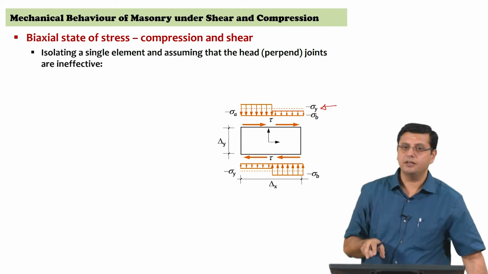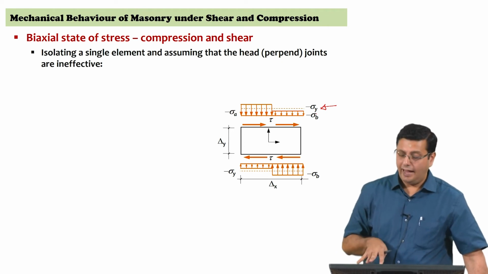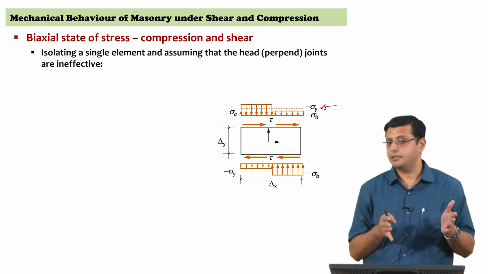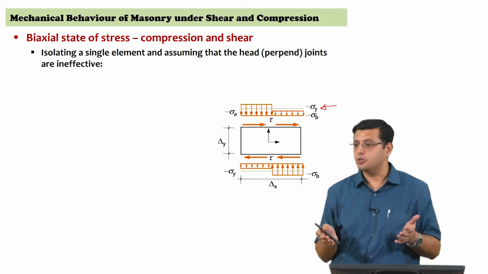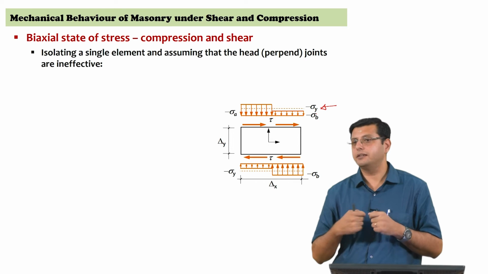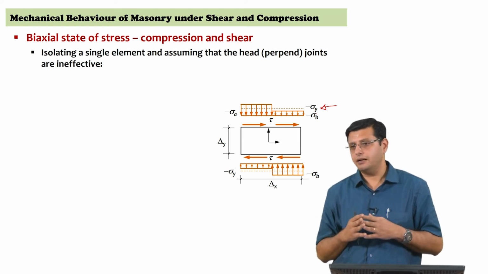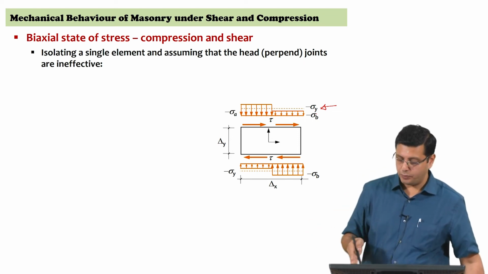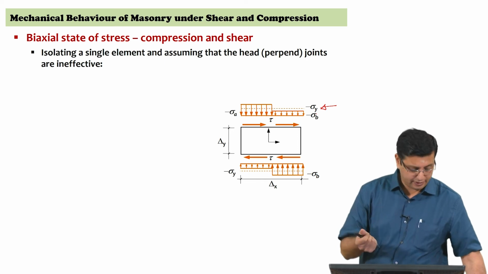Okay. So we have isolated one single element, and if you examine the stresses in the element, we have actually eliminated anything that is happening on the sides of the unit. That's an important assumption, because we are assuming that the perpend joints are inactive, which is okay. We've talked about this earlier, that the perpend joints are typically not as well consolidated as the bed joints, so expecting them to be a uniformly participating resisting mechanism is questionable. It is an acceptable assumption that the head joints or the perpend joints are ineffective, and that is why we are not attributing any of the resistance to those two sides. So that is the other assumption that goes into the problem.